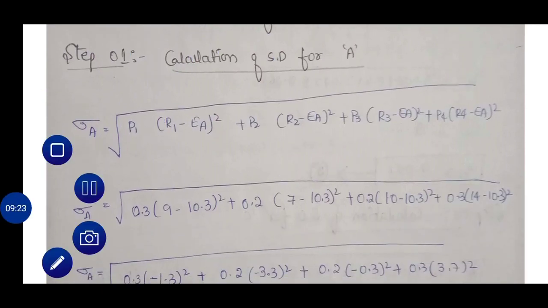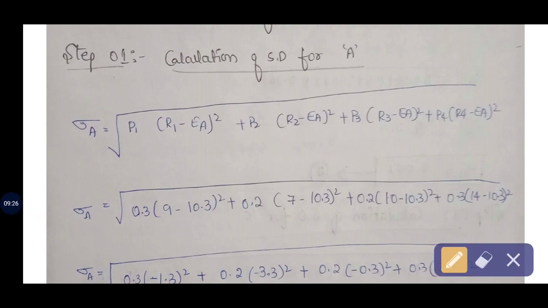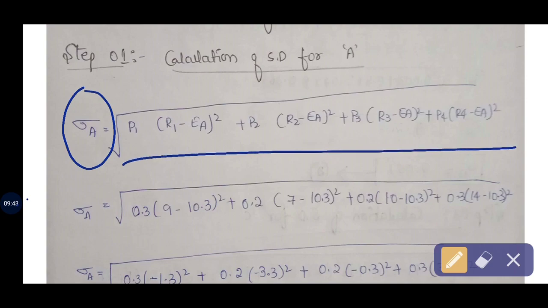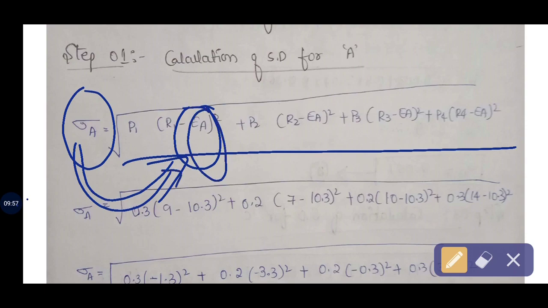So the steps will be the same here. First we have to calculate the standard deviation for individual securities. Next we have to calculate the standard deviation for the combined securities. First we calculate for A security. The standard deviation formula is the root of P1 into R1 minus expected return of E, and so on. For whichever security you are calculating, that security's expected return you have to take. As we are calculating for A, the expected return will be of A only.